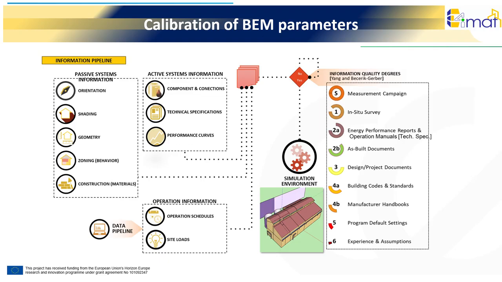The next best data source is obtained from site surveys or laboratory conditions, following with information obtained from building documentation, where energy performance reports take preference to operation and maintenance manuals, and these in turn are preferable to as-built documents. The next level is assigned to design documentation, followed by building codes and standards, and then manufacturers' handbooks. The lowest level of quality for information belongs to default settings, and finally assumptions made by experience.